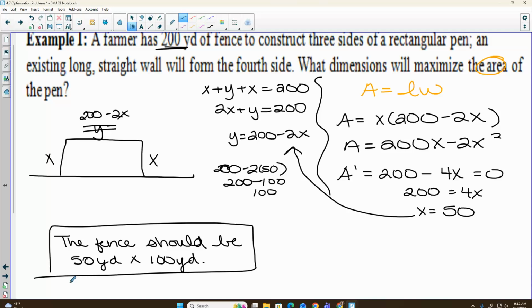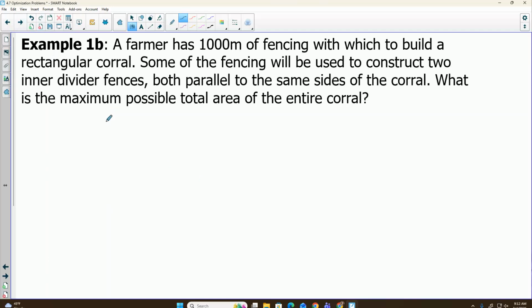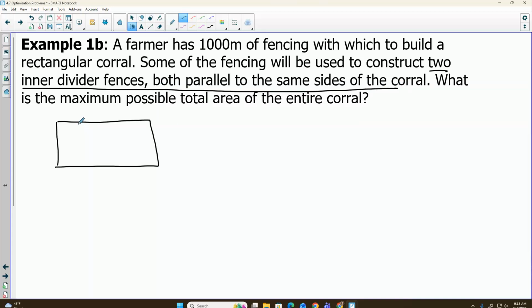Okay, what I want you to do is read the next problem. See if you can draw and label a picture. You don't have to solve the whole thing yet, just see if you can read it and set up a picture. We need a rectangle. Some of the fencing will be used to construct two inner divider fences, both parallel to the same sides of the pen. I didn't tell you which side, so you can draw them either way. Our picture isn't necessarily drawn to scale, but we have two inner fences.